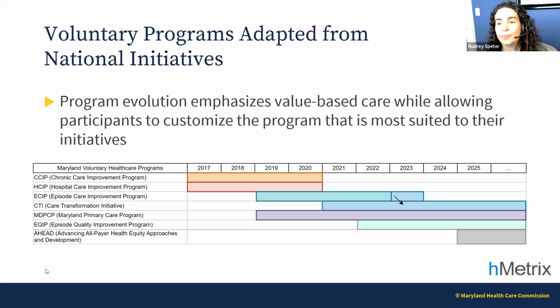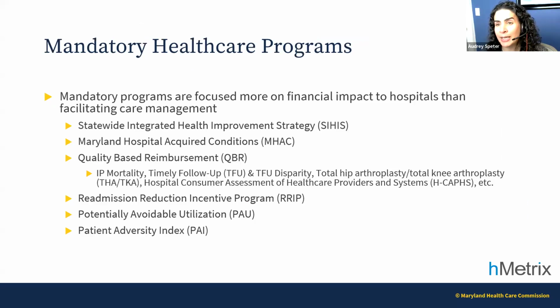On the next slide, there are some mandatory programs. I don't want to overlook these. These are generally more hospital focused. You have the SIHIS, which is the statewide integrated health improvement strategy, which is an overarching program for the entire state. But the other mandatory programs are more financially based. They're looking at the financial impact to hospitals, and they have that hospital purview. So they're looking at hospital acquired conditions, looking at quality-based reimbursement, readmission reduction, or avoidable utilization.